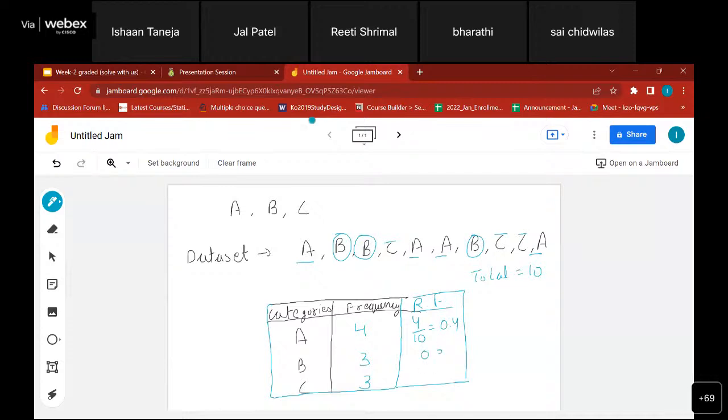Similarly for B, it would be 0.3, and for C again, it would be 0.3. So that's how we can compute relative frequency. One unique thing about relative frequency is if you add them all, it should add up to 1. So that's one of the important properties you need to keep in mind.